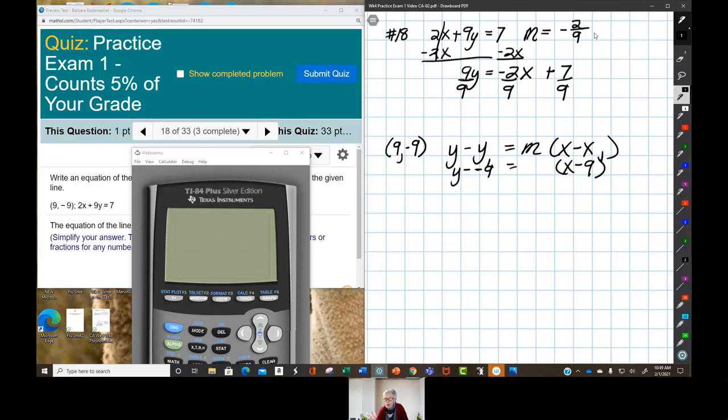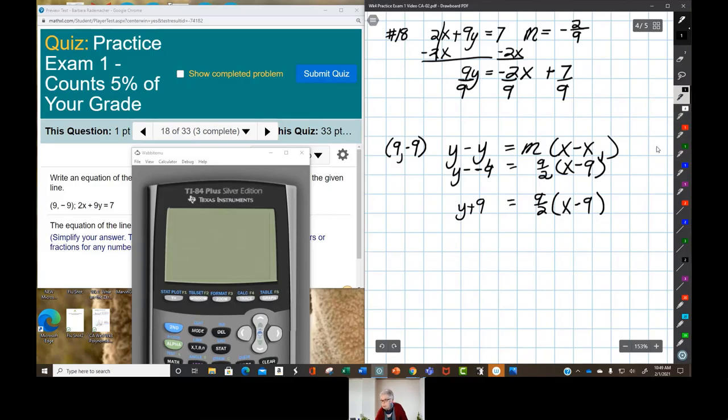Then, the slope of this line is negative 2/9. The slope of a line perpendicular to this line is going to be the opposite sign, so positive, and the reciprocal, so 9 over 2. So we'll have y plus 9 equals positive 9 over 2 times x minus 9.